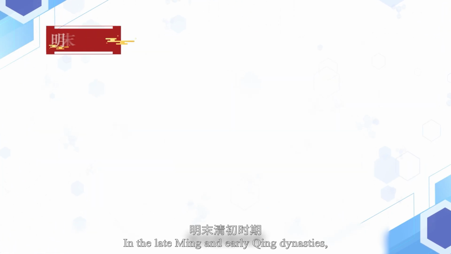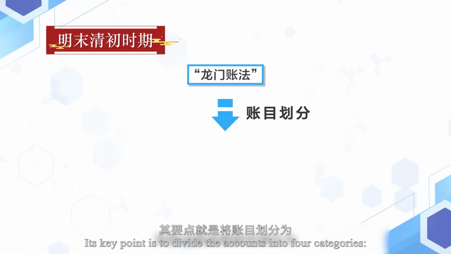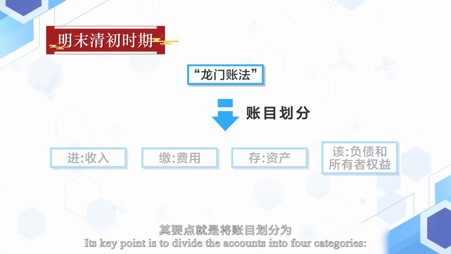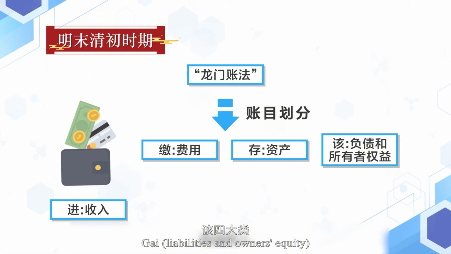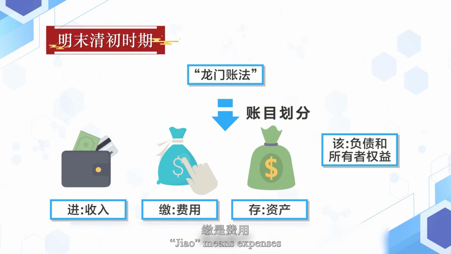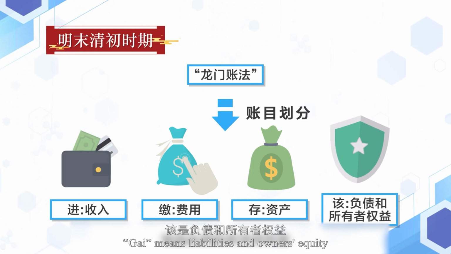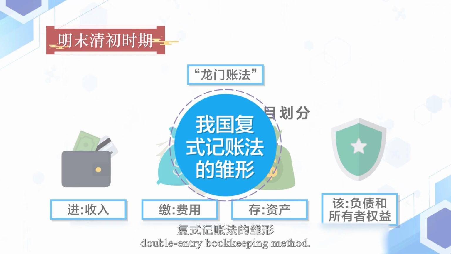In the late Ming and early Qing dynasties, the Longmen accounting method appeared in China. Its key point is to divide the accounts into four categories: Jin, income; Jiao, expenses; Cun, asset; Dai, liabilities and owner's equity. This is also the prototype of China's double entry bookkeeping method.